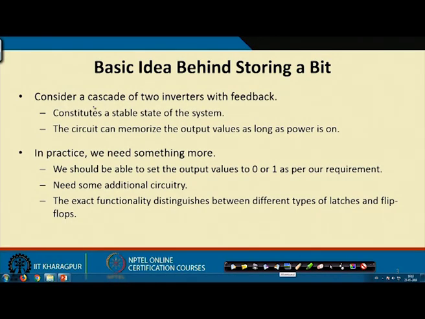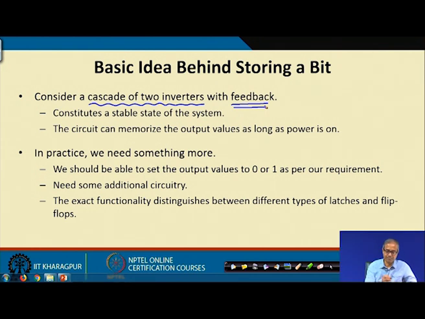Here what we are saying is that if we have a cascade of two NOT gates, NOT gate means inverters, with feedback, that will constitute the most basic form of storage system. This will constitute a stable state of the system. What do you mean by that? Let us try to see. Suppose we have an inverter like this, there is another inverter like this, two NOT gates, they are connected in cascade with feedback.